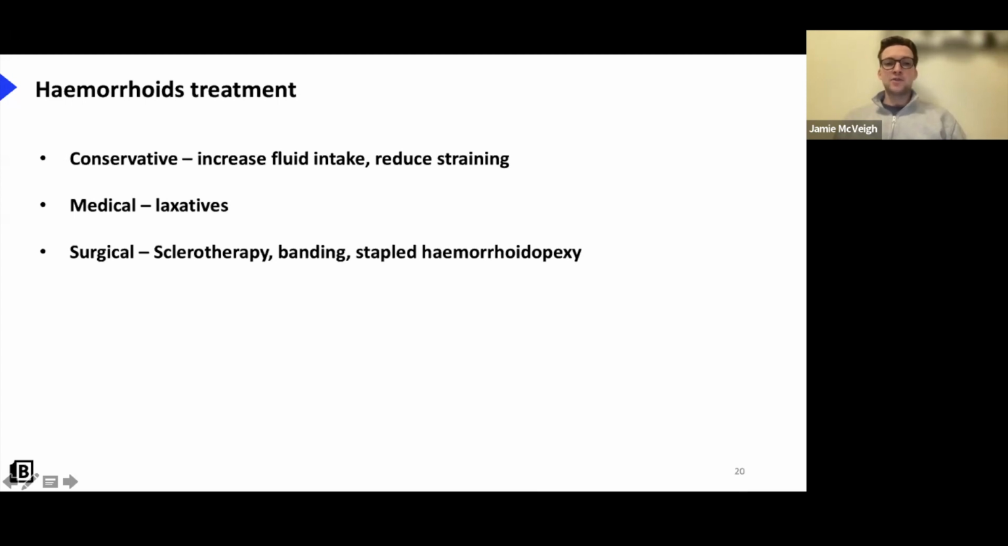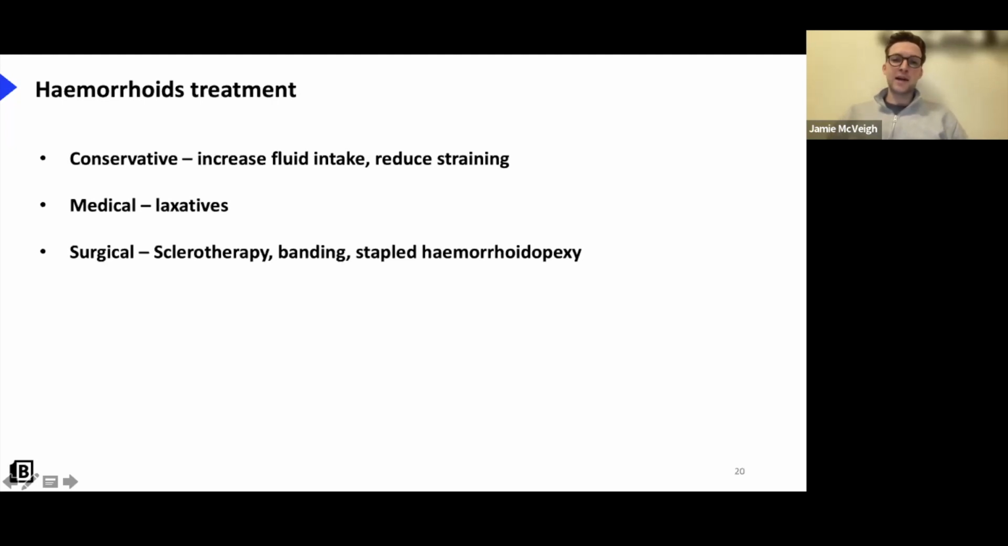And then finally, surgical. So if it's really bad, conservative and medical management hasn't worked, they're actually losing blood, their hemoglobin count is dropping over a number of weeks or months, and it's really bothering them. You can use sclerotherapy to cause scarring of the hemorrhoids. You can band them, so that's when you tie a band around the base of the hemorrhoid, and it cuts off the blood supply to it and eventually drops off.